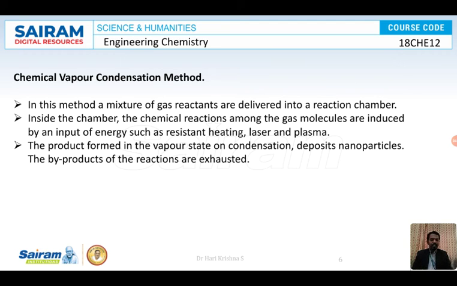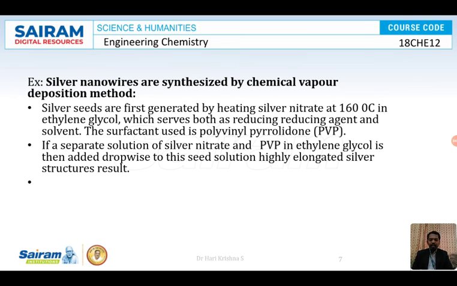The process involves the conversion of metal organic precursors such as halides, carbonyls, organometallic compounds and hydrides into vapors in a reduced pressure atmosphere, and subsequently they get dissociated by thermal energy to generate nuclei. Once the nuclei are generated, they get segregated to form nanoparticles. Let us take the example of silver nanowires and how they are synthesized.